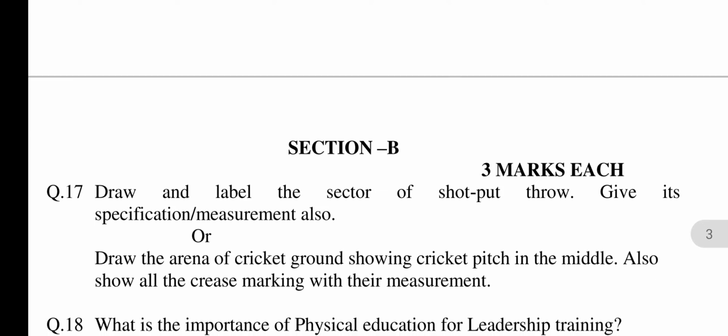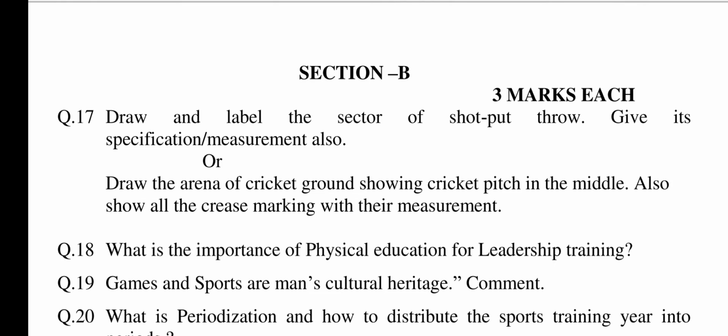Section B. Question number 17. Draw and label the sector of shot put throw. Give its specifications and oblique measurements also.